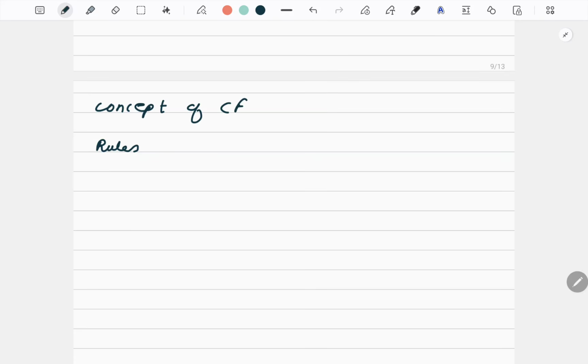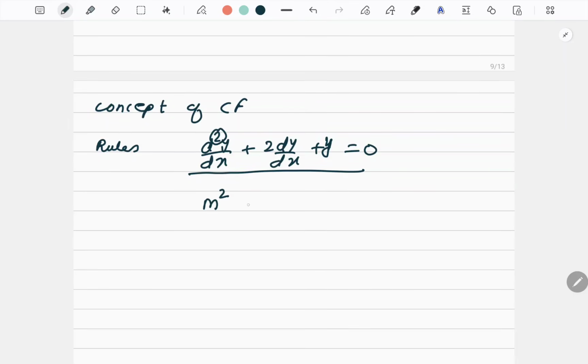Now what are the rules? See, they will give you a differential equation like this. I am just taking a random example. Plus 1 plus y is equal to 0. Now first step, here D becomes m, so it becomes m square plus 2m plus 1 is equal to 0. This is called the auxiliary equation. So the first step is to write down the auxiliary equation. Now use your calculator and find the roots of this.